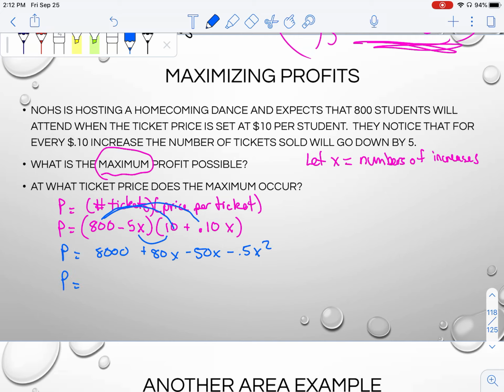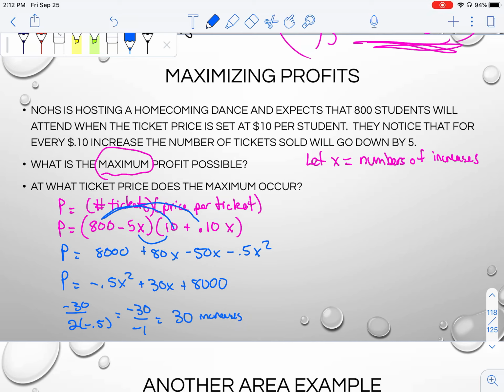If we clean it up, I'm going to put it in order: ax squared, bx, and c. That's what standard form is, descending order of our exponents. So negative 0.5x squared plus 30x plus 8,000. And now I can do the opposite of b over 2a. So negative 30 over 2 times negative 0.5. It's negative 30 over negative 1, which means there's going to be 30 increases in the ticket price.